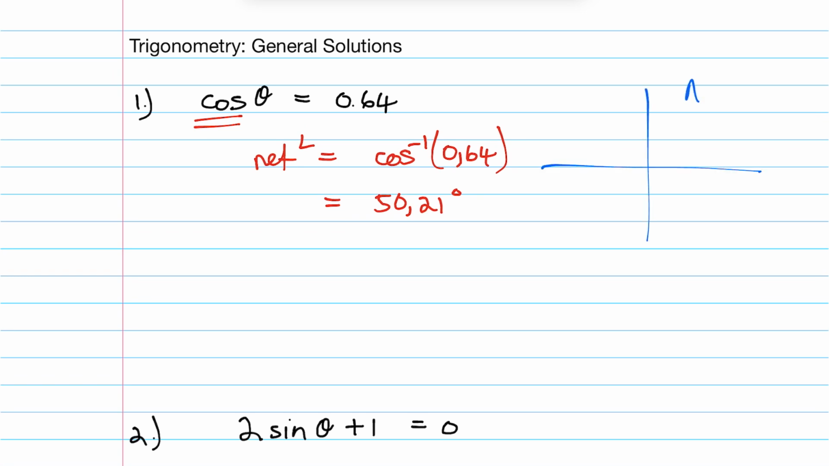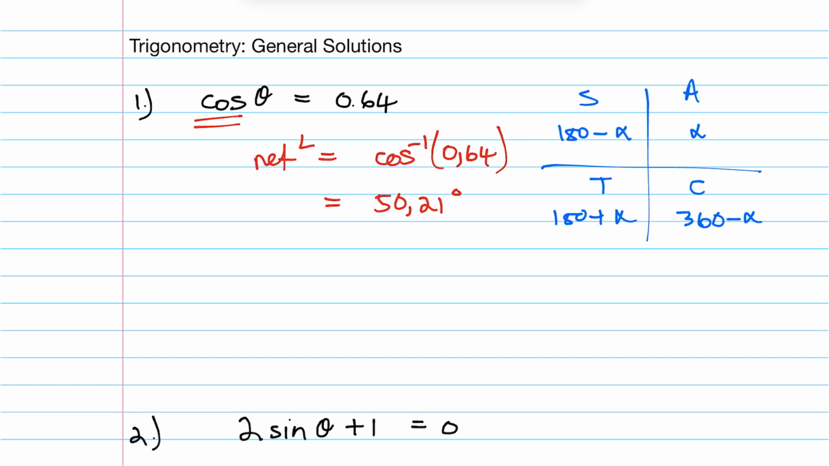Now, do you remember your quadrants? You know the ASTC quadrants, where we have, for example, our angle alpha, and then 180 minus alpha, 180 plus alpha, and 360 minus alpha. Traditionally the textbooks and formula sheets use theta, but I'm using alpha because I want alpha to represent the reference angle, and theta is going to be the missing angle that we are trying to solve.